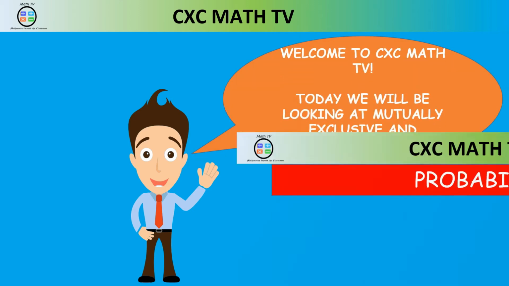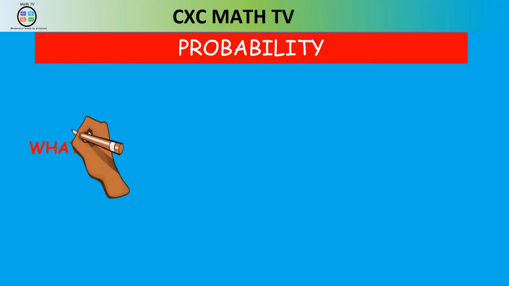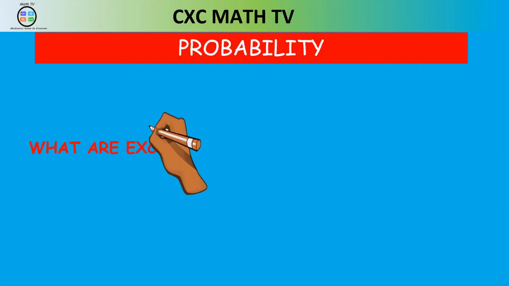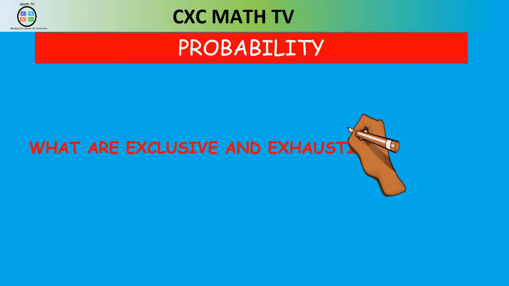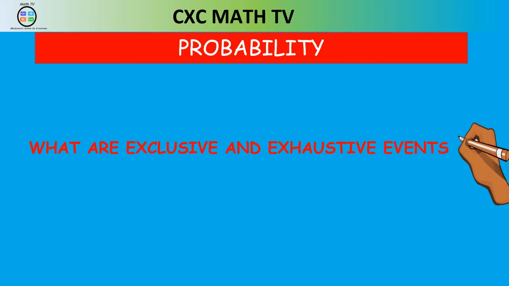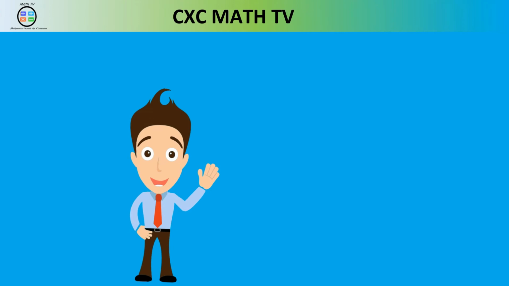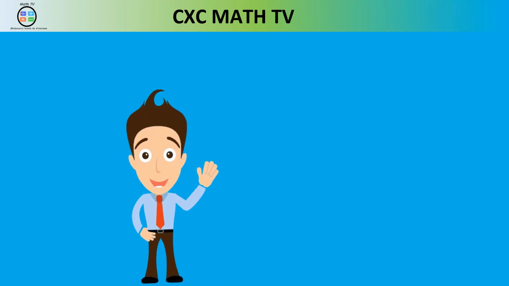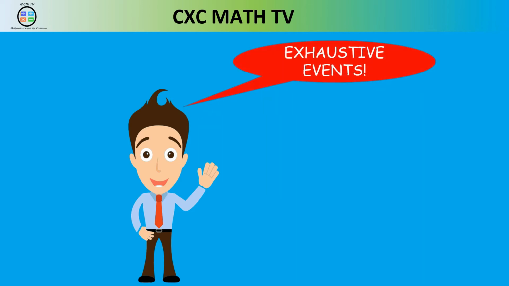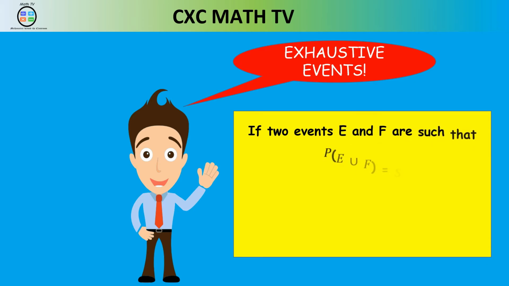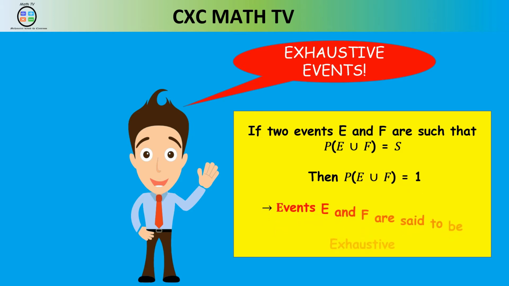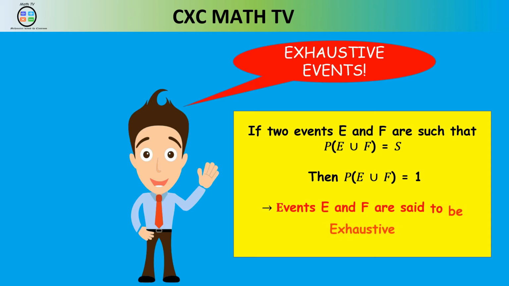So now the first thing we want to ask ourselves is, what are these exclusive and exhaustive events? It sounds pretty tiring. So we'll start with exhaustive events. What are exhaustive events? If two events E and F are such that the probability of E union F is equal to the sample space S, then the probability of E union F is 1. Now, if the probability of E union F is 1, then we say that the events E and F are said to be exhaustive. That's all it means, exhaustive.